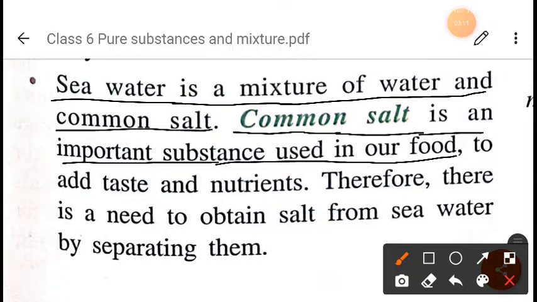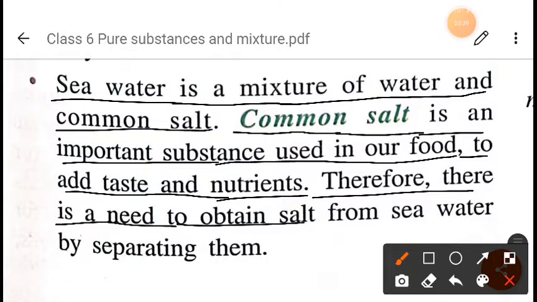Why is common salt used? Because it adds taste and nutrients. Therefore there is a need to obtain salt from seawater by separating them. How do we separate them? There are different methods, which we will see. With those methods we separate the water and the salt present in the seawater, and the salt which we get is further processed and used for eating or cooking purposes.